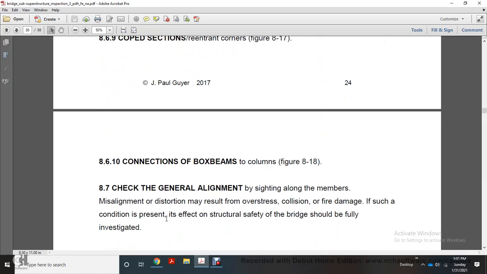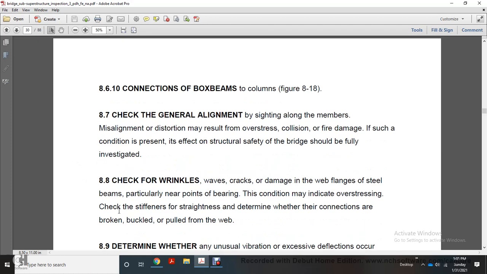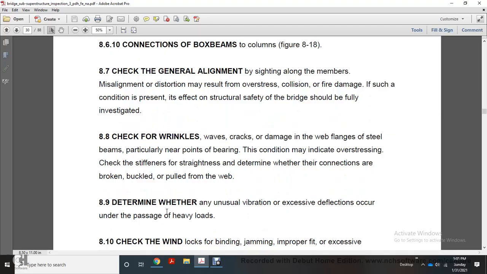Check the general alignment by sighting along the members. Misalignment of the members may result from overstress, collision, or fire damage, and if such a condition is present and affects the structural safety of the bridge, it should be fully investigated. Check for wrinkles, waves, cracks, or damage in the web or flange of the steel beams, particularly near the points of bearing, which may indicate overstressing. Check stiffener straightness, and determine whether the connections are broken, buckled, or pulled from the web.